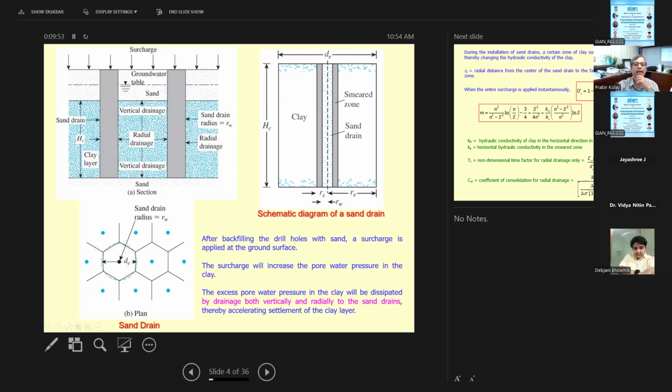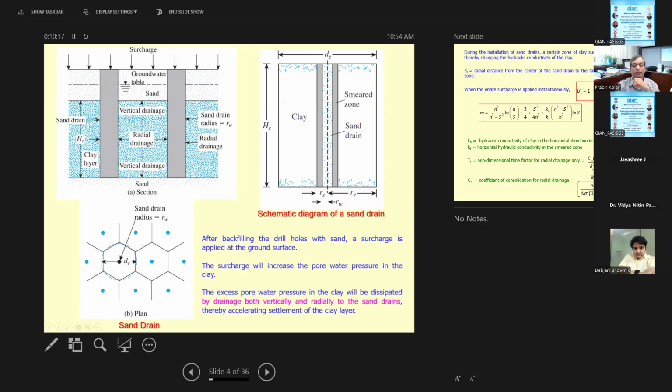Height of the clay layer is HC. It's a sand drain, and then the water can go in the radial directions. Here, the sand drain radius is RW, and then what is happening over here in the plan, you see the blue dot is the sand drain, and this is the equivalent diameter of this. Equivalent diameter, D is the equivalent diameter that we need to calculate, depending on the pattern.